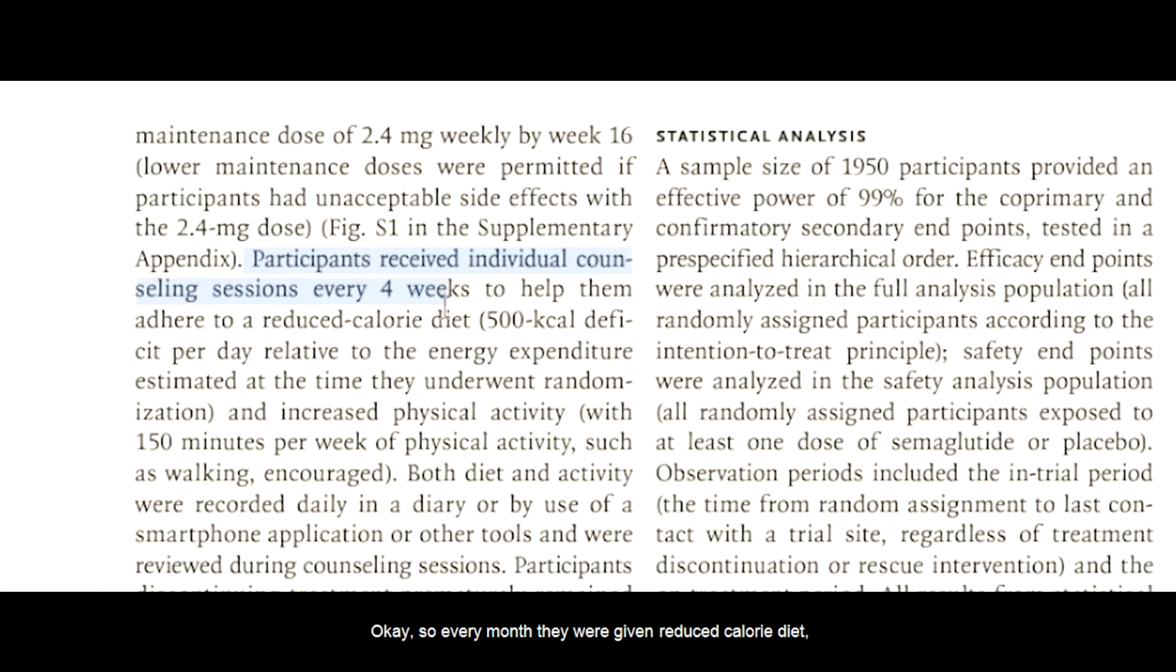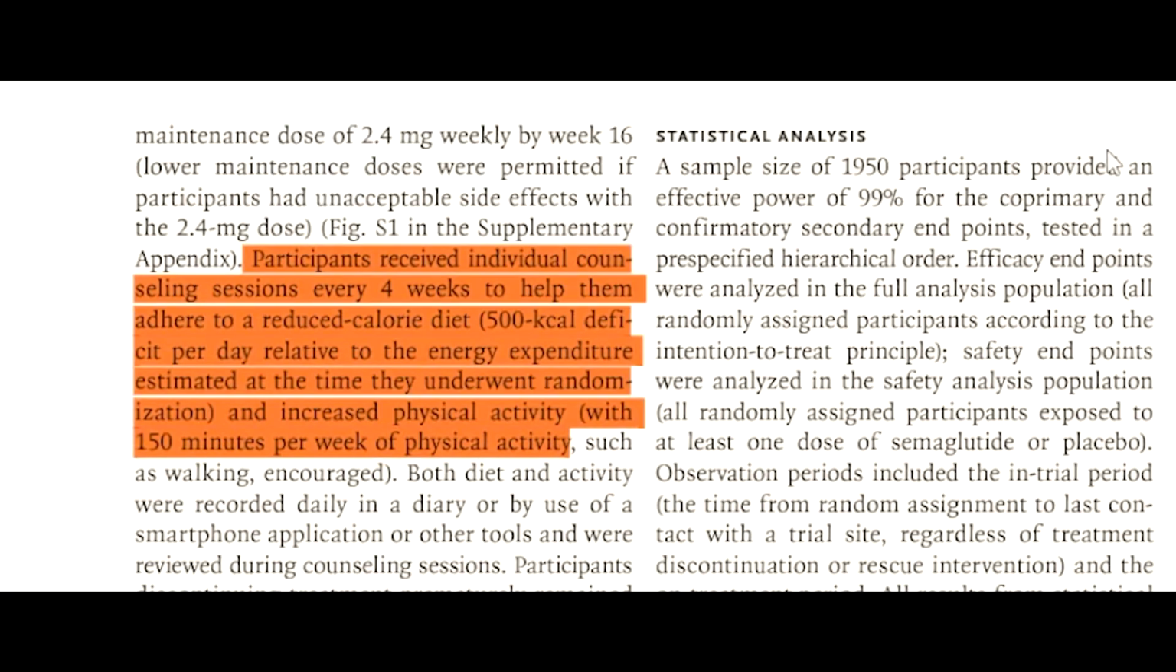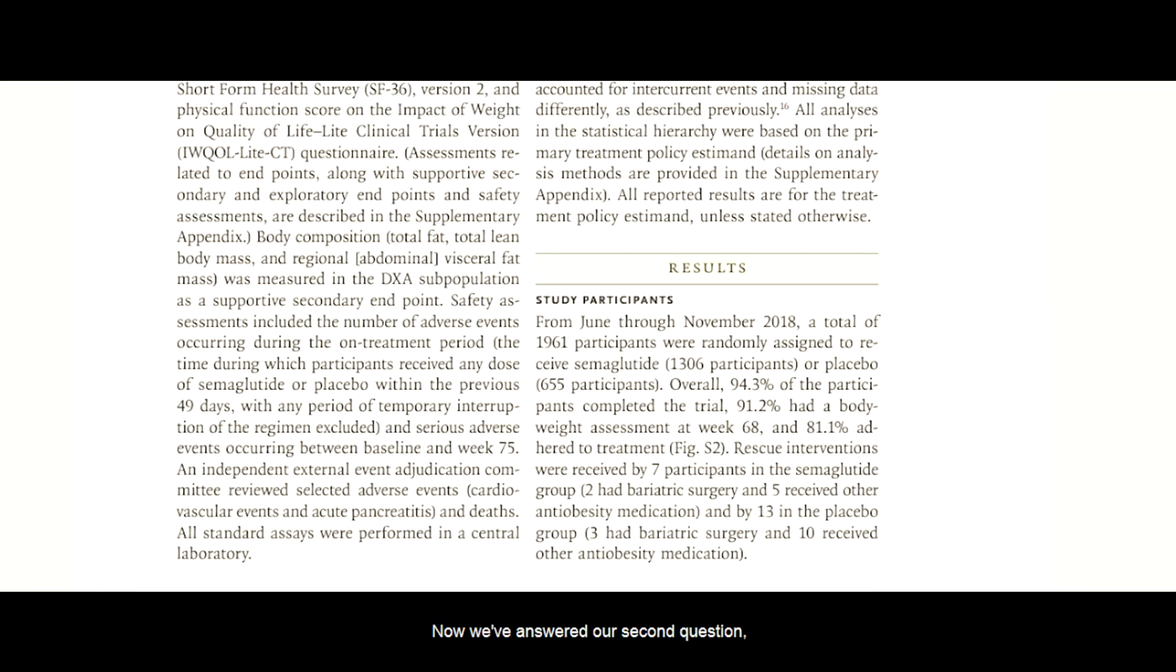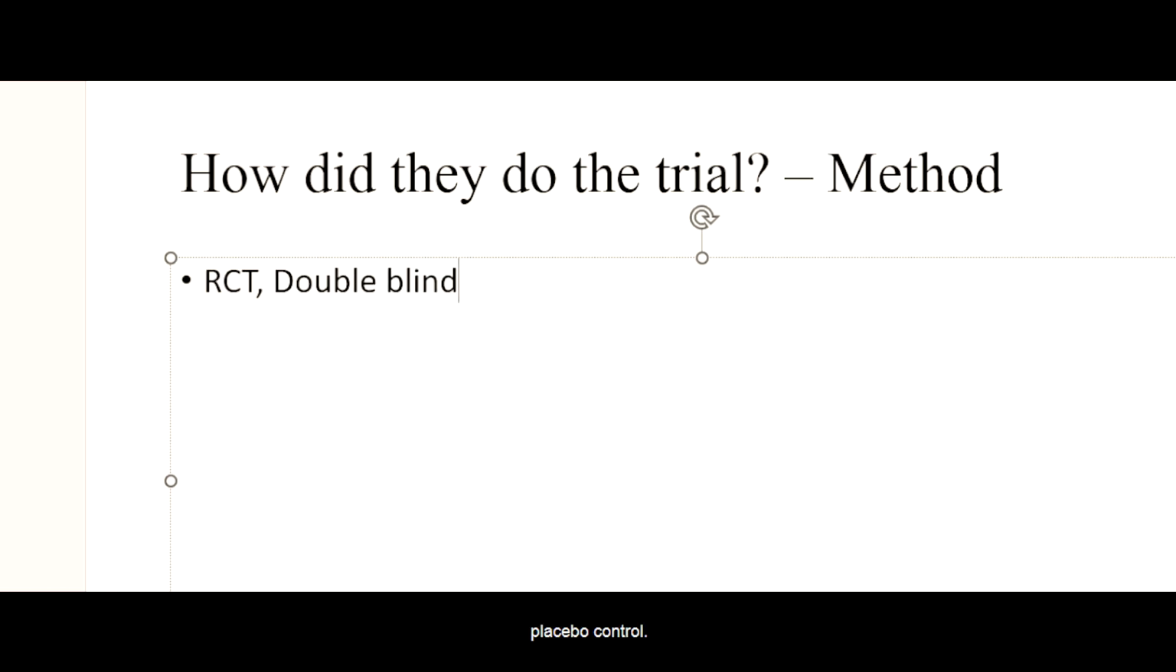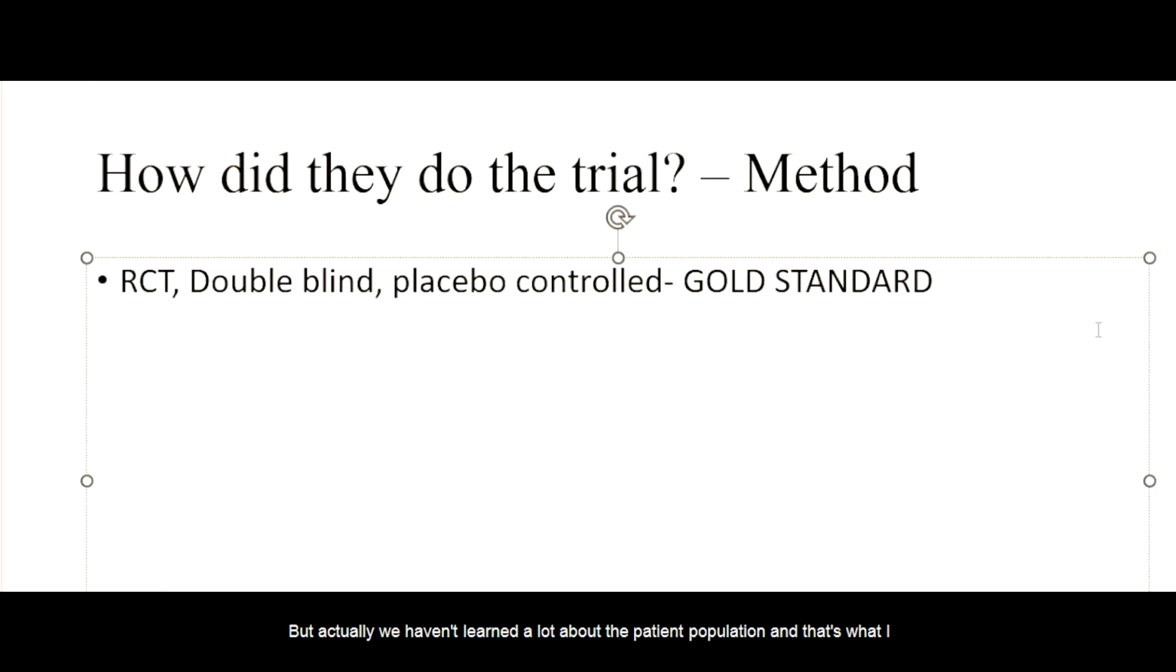Okay, so every month they were given a reduced calorie diet and told to increase their physical activity. Fine with that. And this was recorded. Now, we've answered our second question. RCT, double-blind, placebo-controlled. So, gold standard, let's just say. But actually, we haven't learned a lot about the patient population, and that's what I really want to tease out. So let's keep reading.